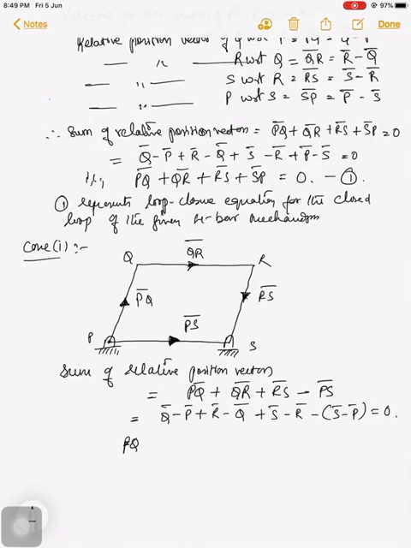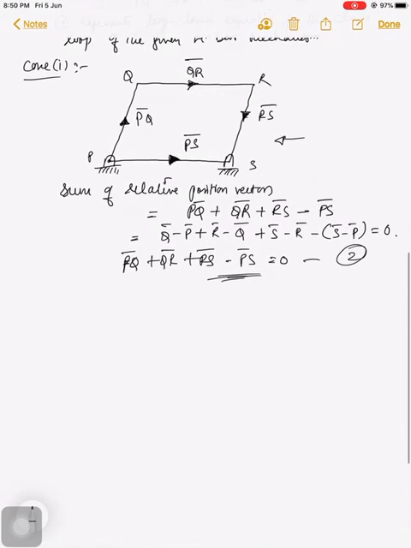That is, PQ plus QR plus RS minus PS is equal to 0. So this is one condition. Let this be equation number 2. So this equation represents the loop closure equation for the closed loop of the given 4-bar mechanism. So this is the given 4-bar mechanism, and this equation represents the loop closure equation for it. Let us consider case 2.